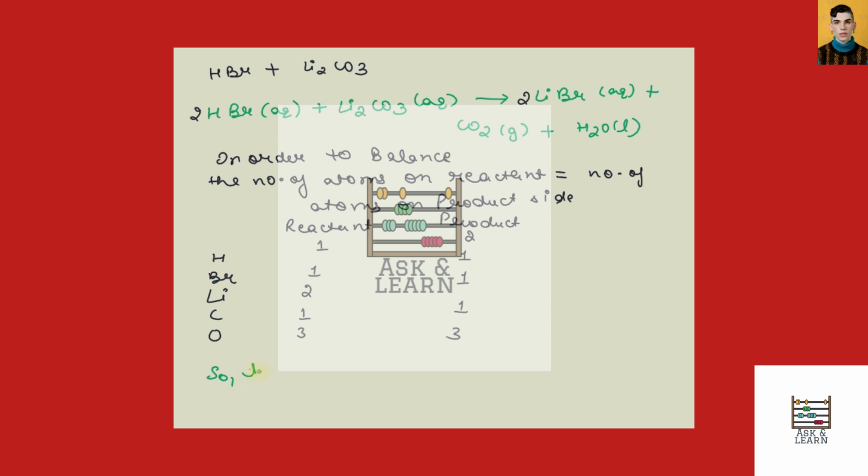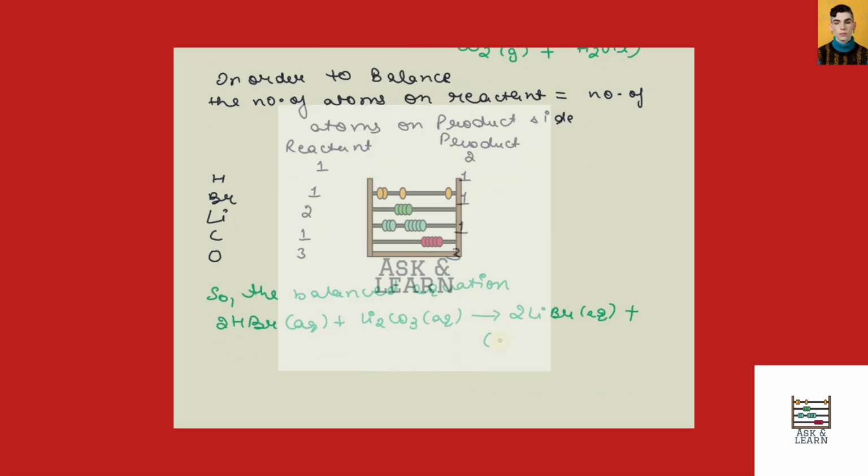So the balanced equation is 2 moles of HBr. This will react with 1 mole of Li2CO3. This will give 2 moles of LiBr, plus it will release 1 mole of carbon dioxide gas, plus 1 mole of water molecule.